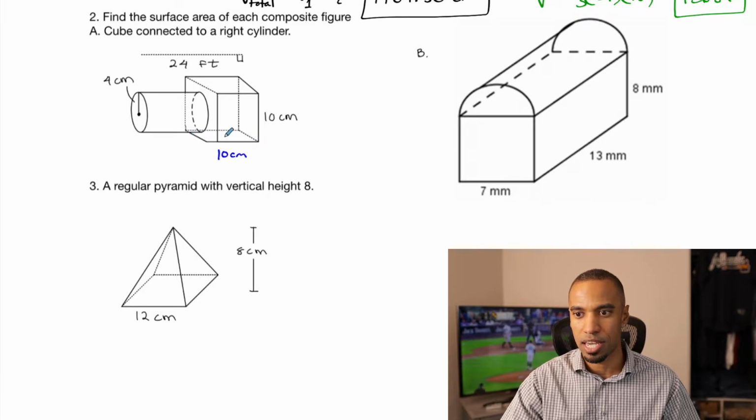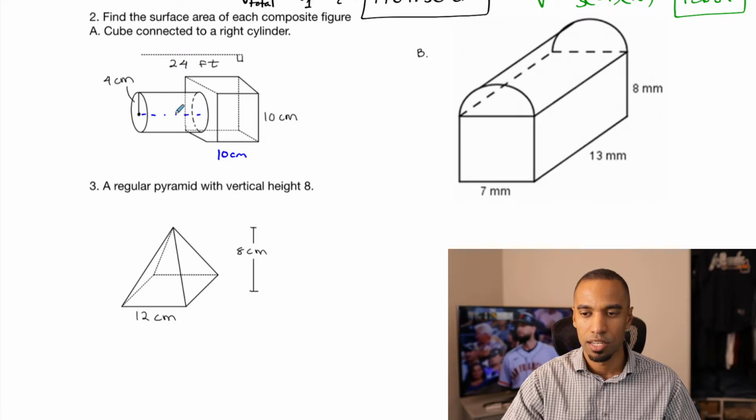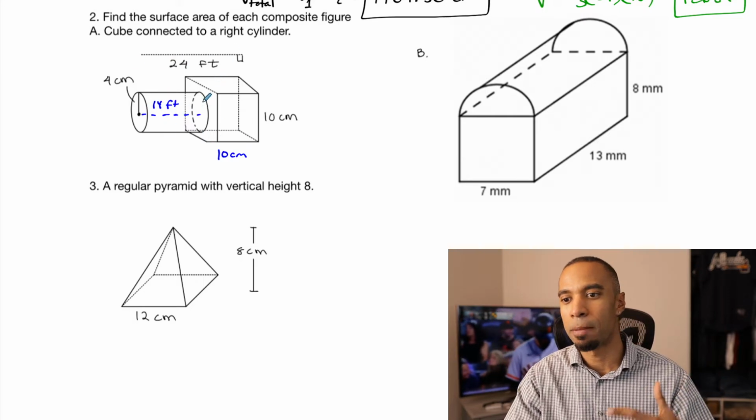But such as that being 10. If all this is 10 here and the whole thing is 24, that makes this height 24 minus 10. That's 14 feet. Hope that makes sense. 14 plus 10 there gives you the whole 24. So that'll help for that.